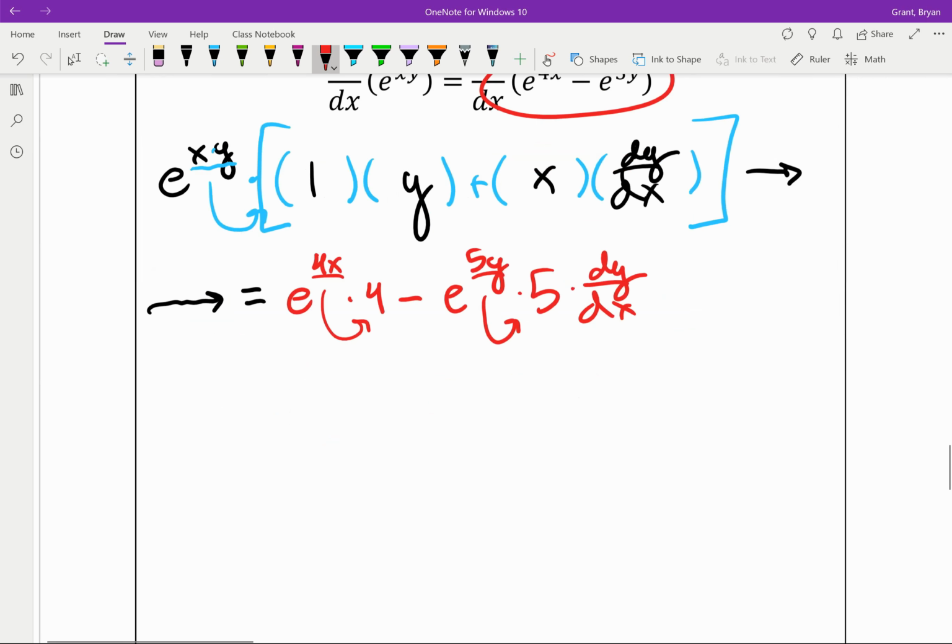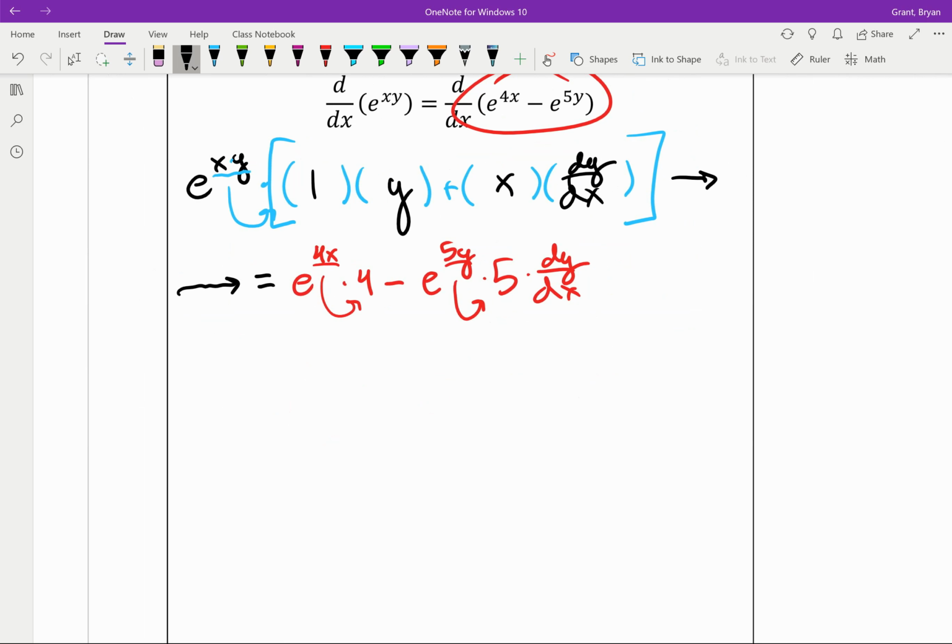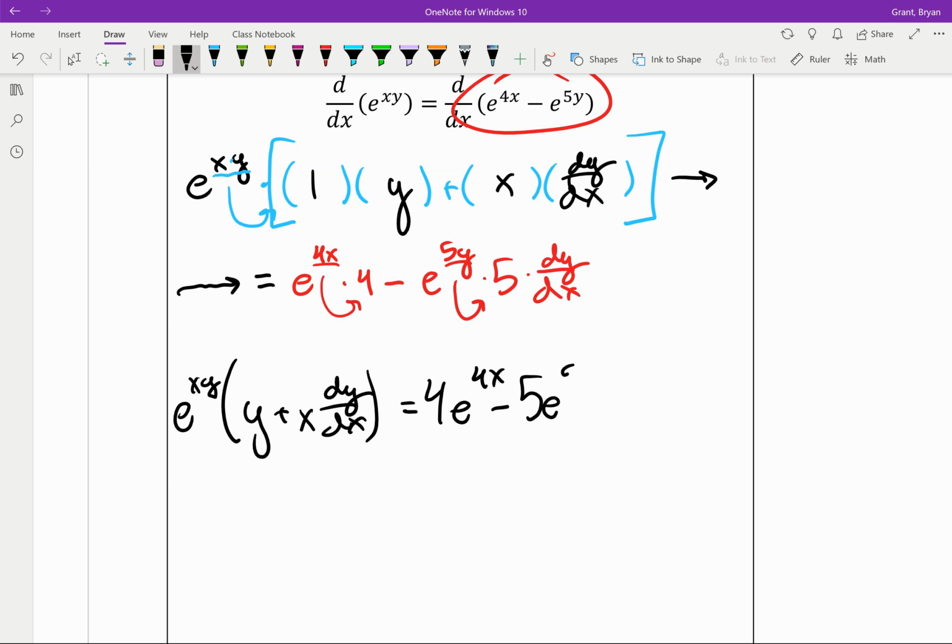Okay? So if I wanted to write this a little bit nicer, let's see what I can do. It'd become e to the xy times y plus x times dy dx. That's the entire left side simplified down. And then the right side I'd probably write as 4e to the 4x minus 5e to the 5y times dy dx. That's as far as we need to go.